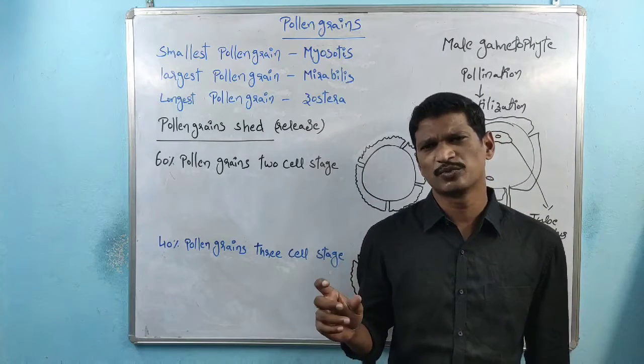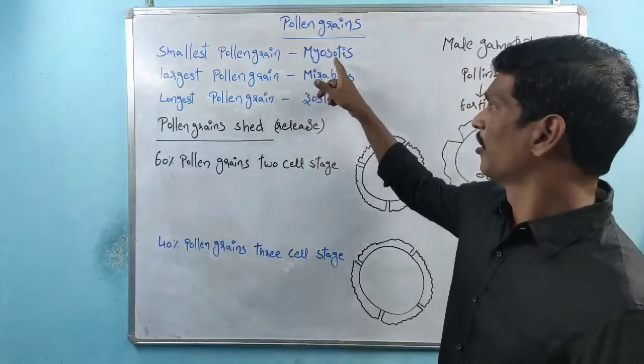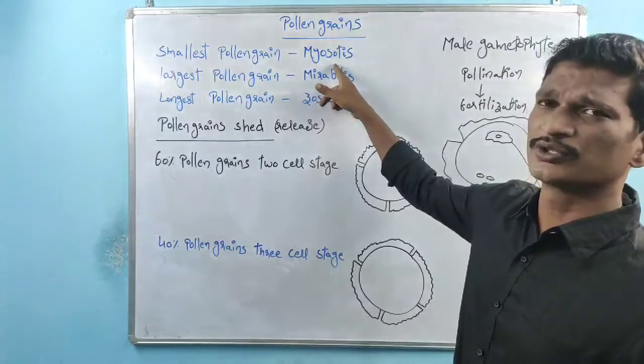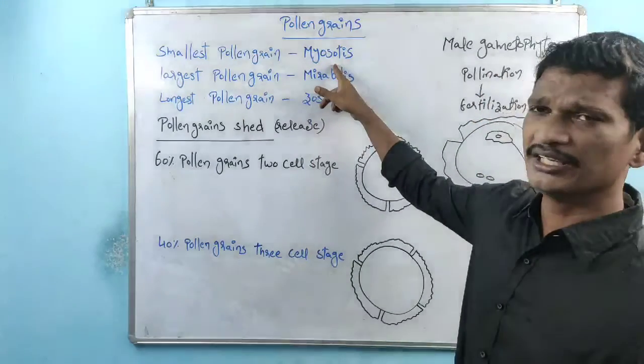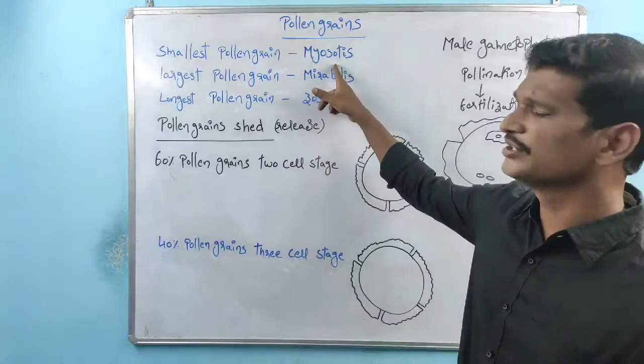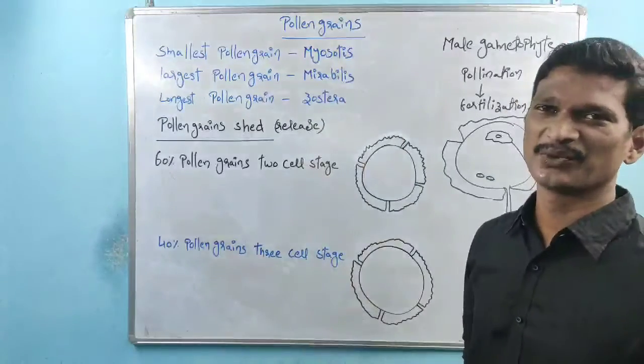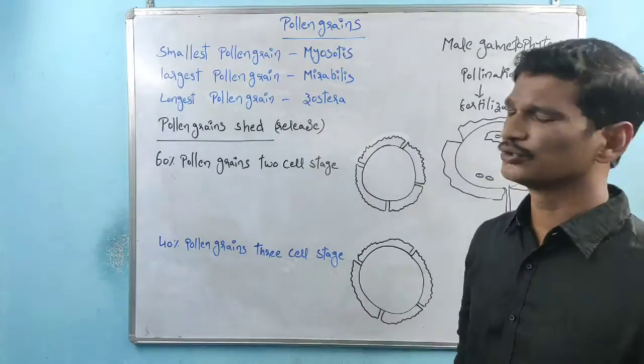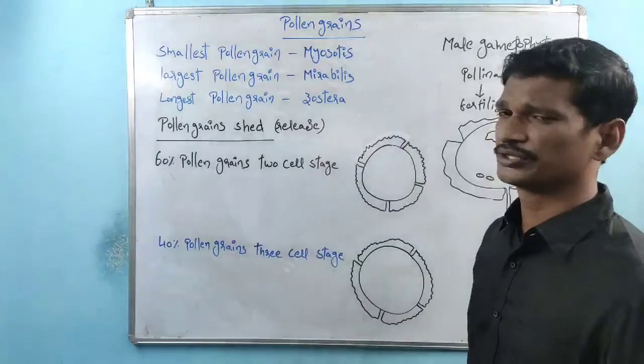Here is the small size pollen grain, produced by the plant. The plant name is Myosotis. Generally, pollen grains are produced by plants. So the plant name is Myosotis, right?